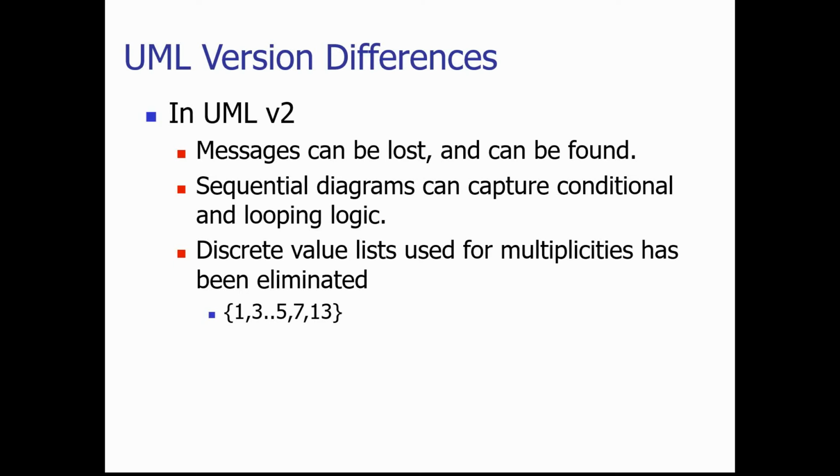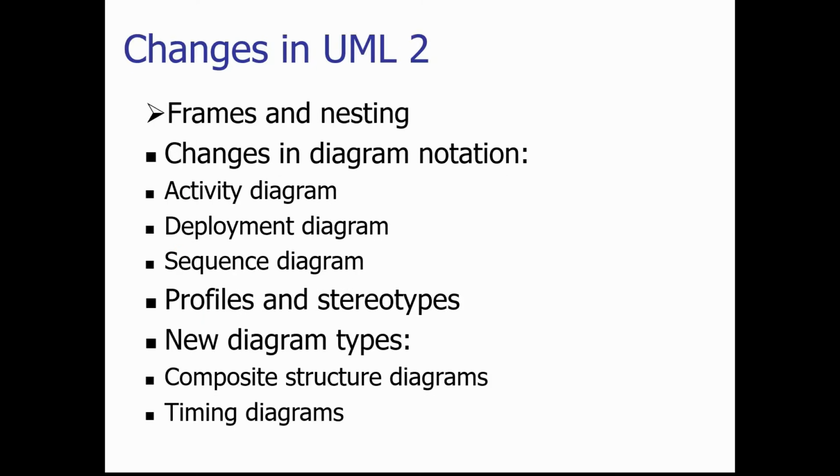There are some other features as well that they changed in UML2. And also in UML2, every diagram is put into a frame, so that you can increase the readability of the model. And there are changes in the diagram notation, like the activity diagram, deployment diagram, and sequence diagram. We'll get to those changes when we discuss the details of these diagrams.